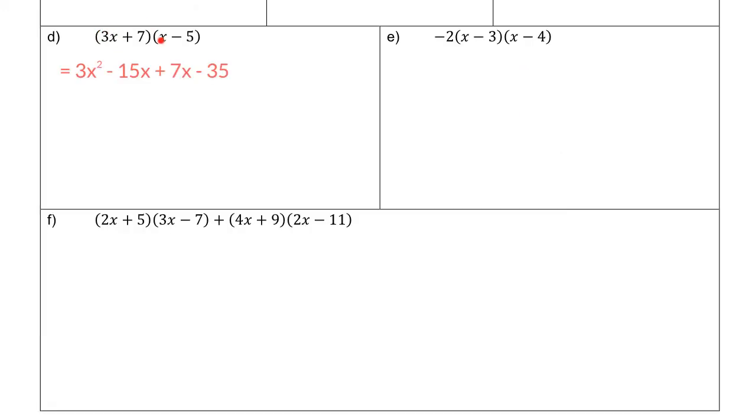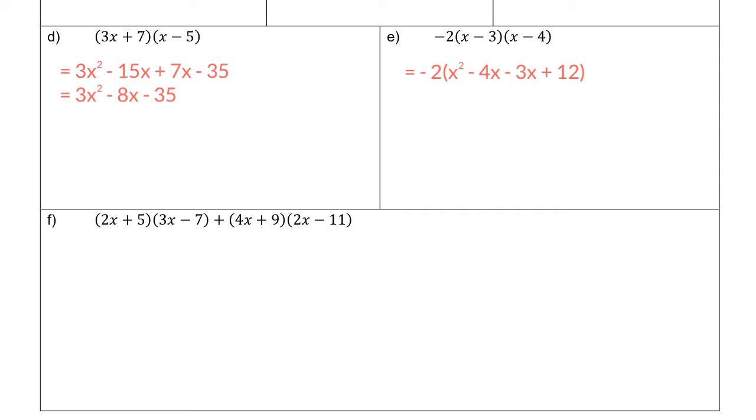3x times x is 3x squared. 3x times minus 5 is minus 15x. 7x times x is 7x. 7 times minus 5 is minus 35. Then I just add my like terms together. Minus 15x plus 7x is minus 8x.